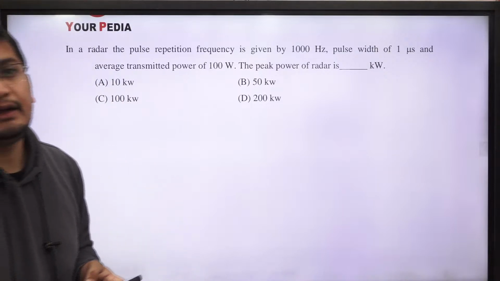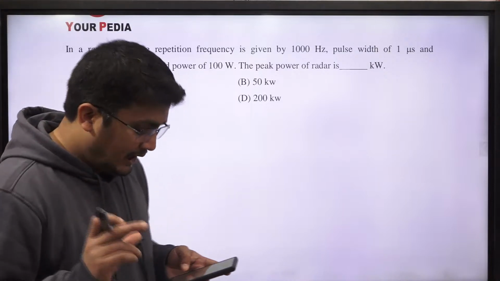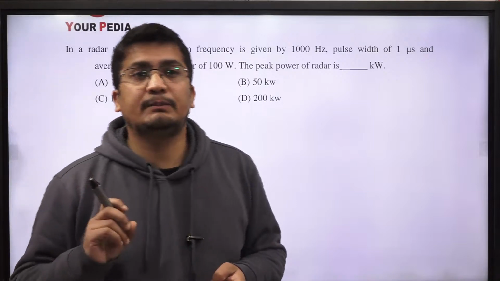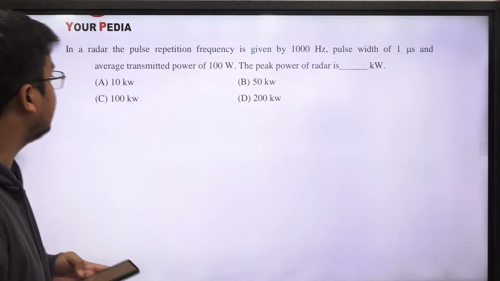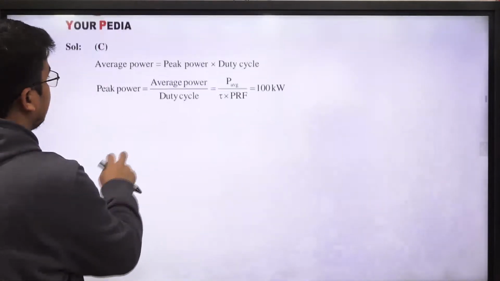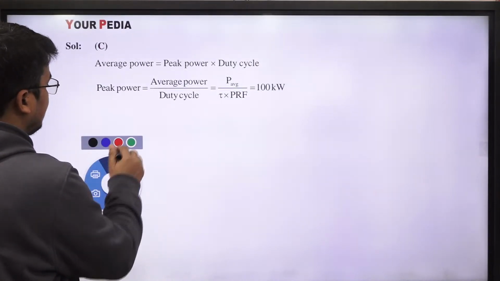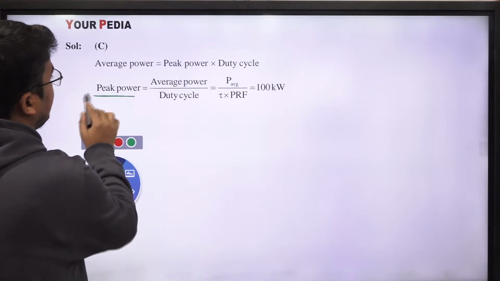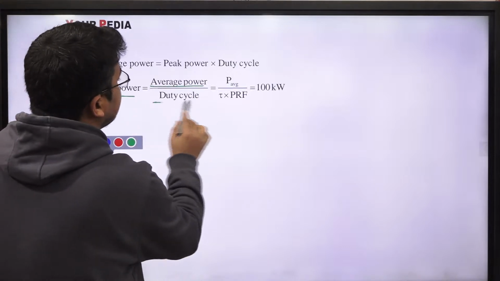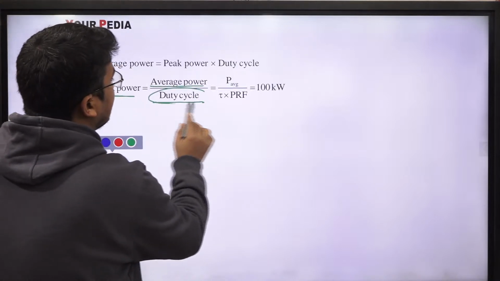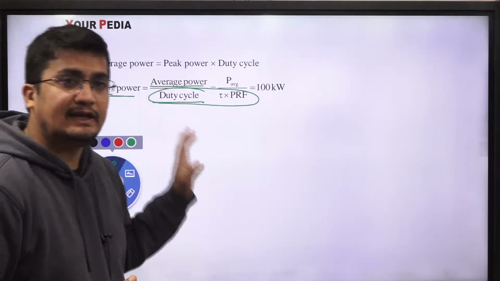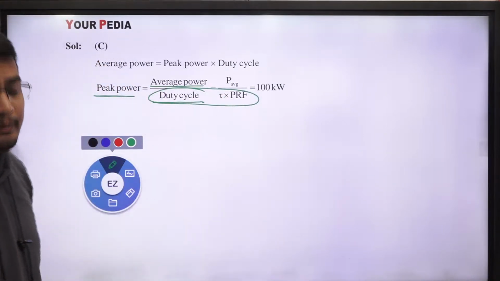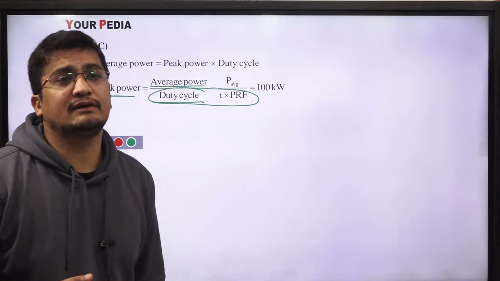You might have remembered one formula: average power is equal to peak power into duty cycle. So the answer you will be getting here is C. C is the correct answer, right? Remember this, they were asking you peak power. Peak power can be calculated as average power divided by duty cycle, and duty cycle can be converted into the duration of the pulse into pulse repetition frequency. Just put the value, and you may end up getting 100 kilowatt as the final answer.